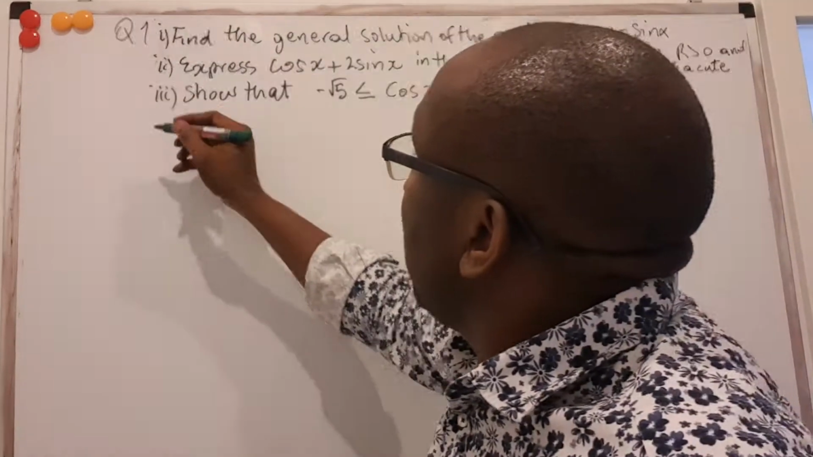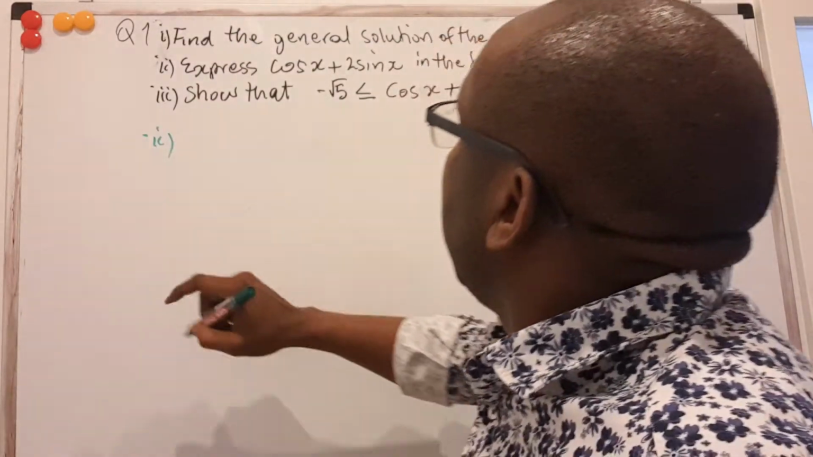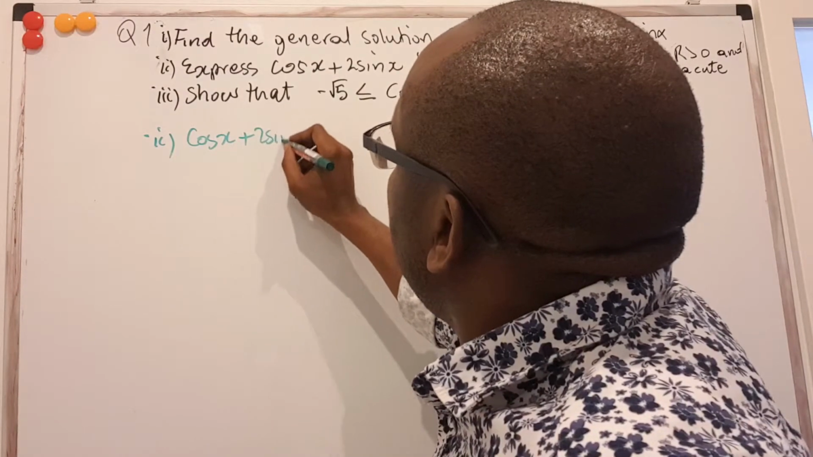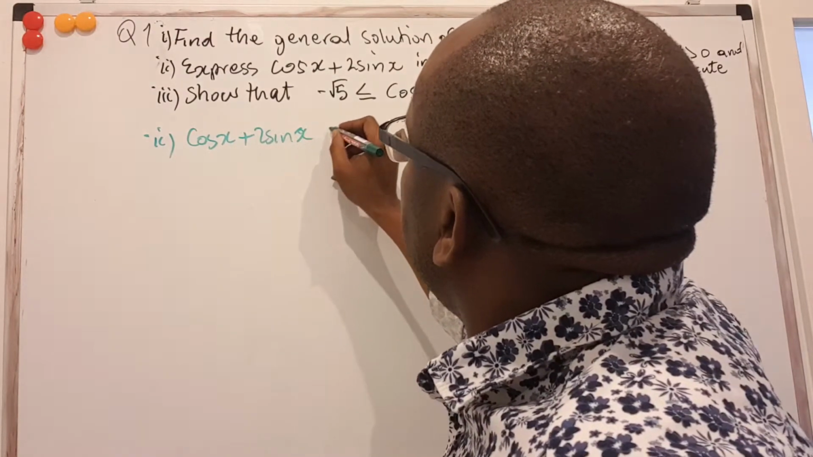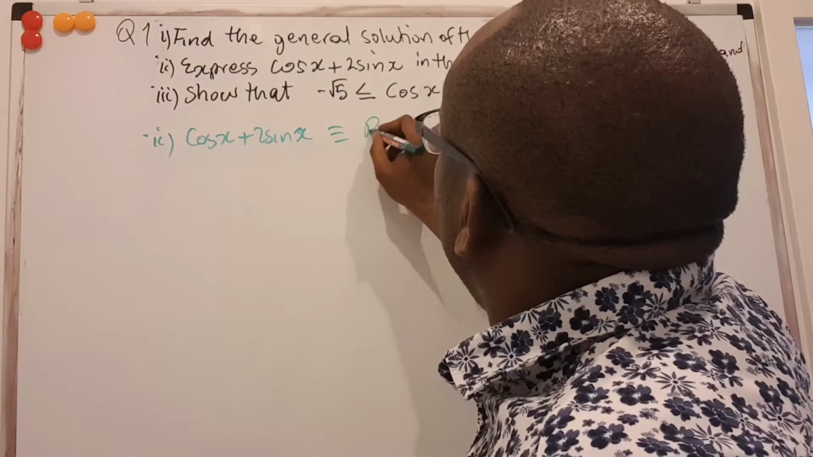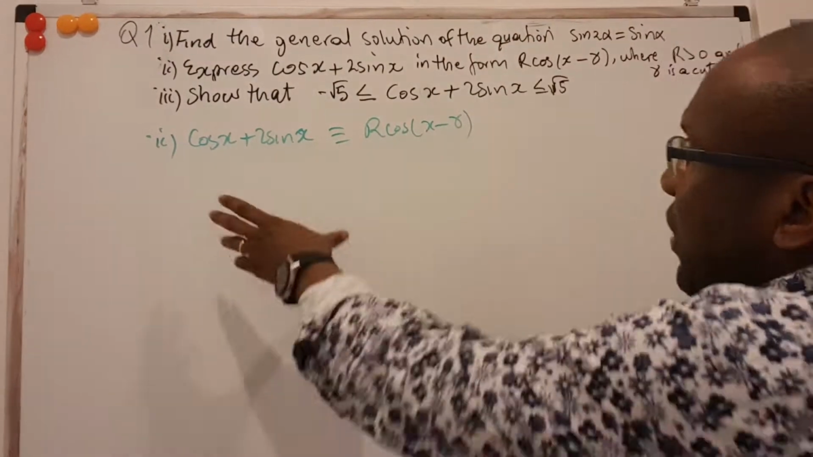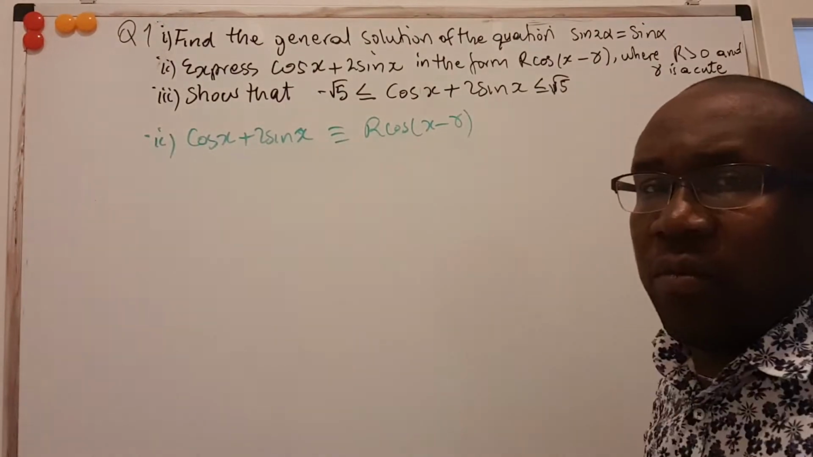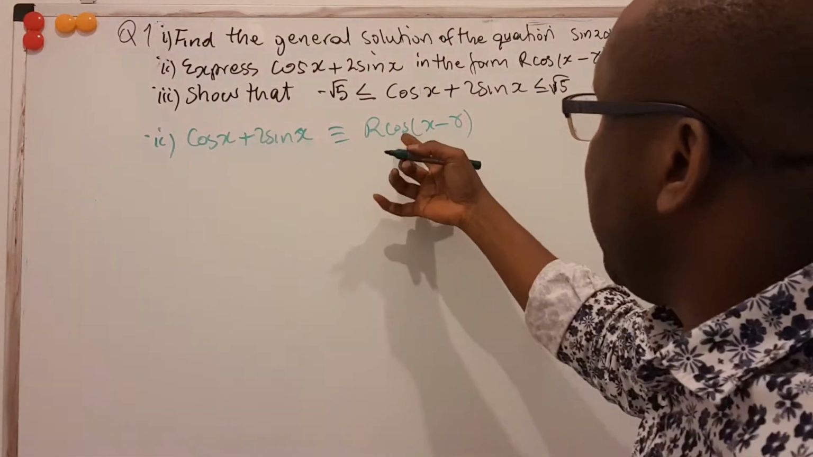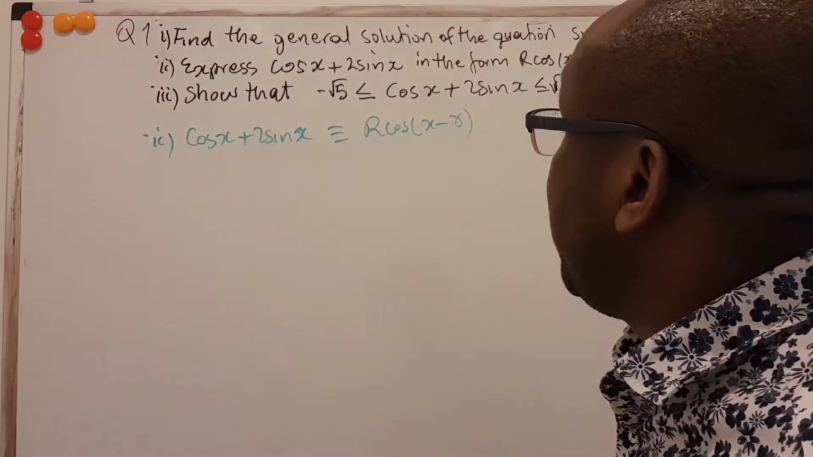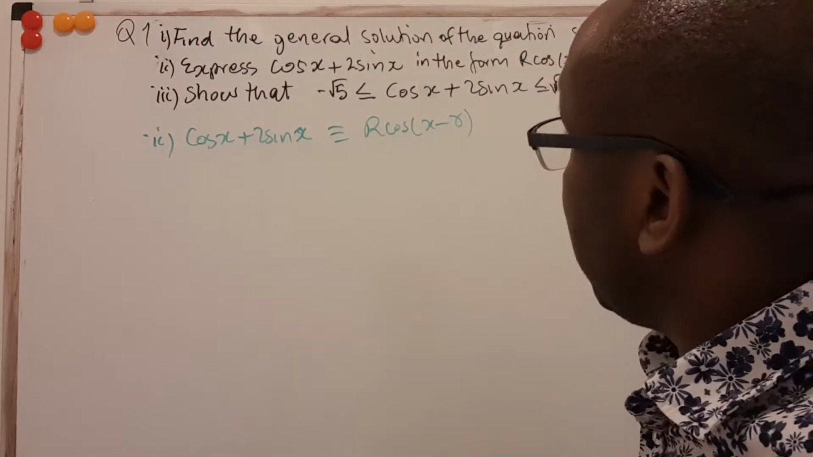So for the second one there, it says express cos x plus 2 sine x as something R cos (x minus gamma). I think we did something similar in some videos long time ago, but then it was a cos here. So this is another skill you can also put in your toolbox for the exam.